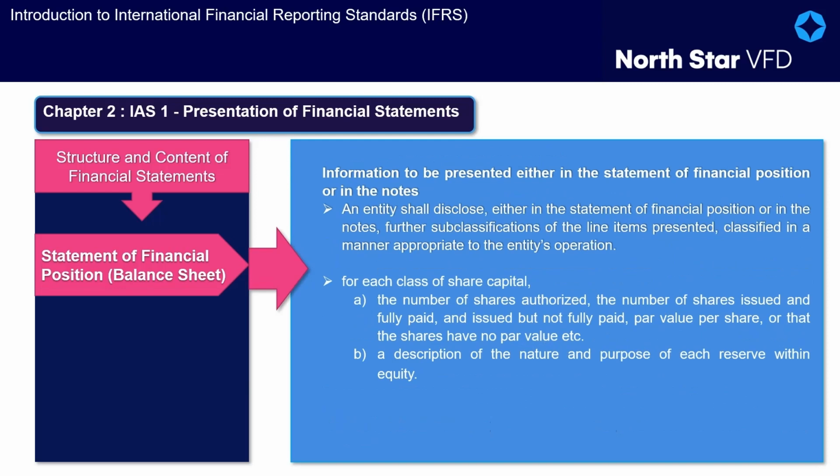An entity shall disclose the following, either in the statement of financial position or the statement of changes in equity, or in the notes. For each class of share capital: 1. The number of shares authorized. 2. The number of shares issued and fully paid, and issued but not fully paid. 3. Par value per share, or that the shares have no par value. And a description of the nature and purpose of each reserve within equity.